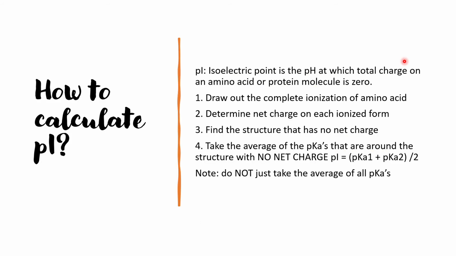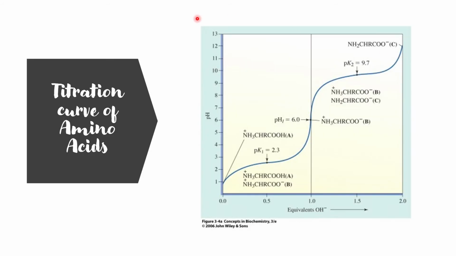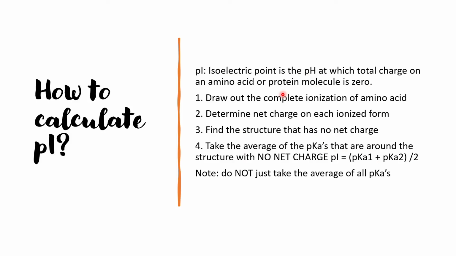So now coming to how we calculate this isoelectric point, where the net charge on the amino acid is zero. First, what is the isoelectric point? The isoelectric point, or pI, is the pH at which the total charge on an amino acid or protein molecule is zero. So how do we calculate it? First we need to draw out the complete ionization of an amino acid, from the amino acid at low pH, to neutral, to the net negative charge.